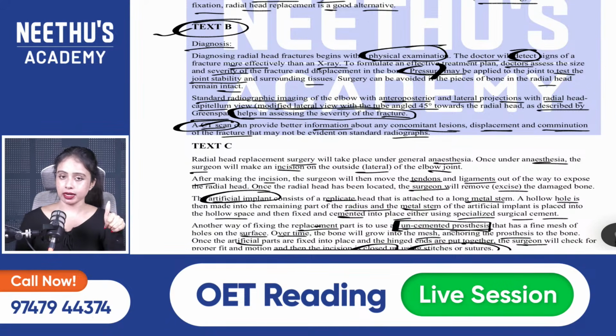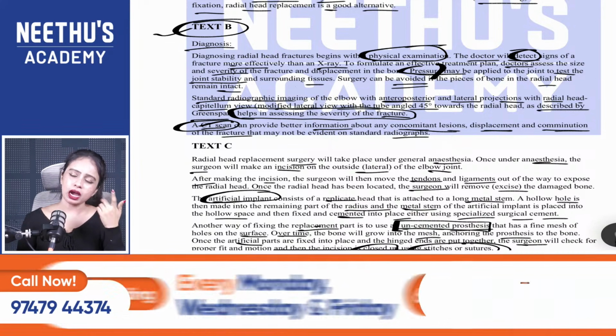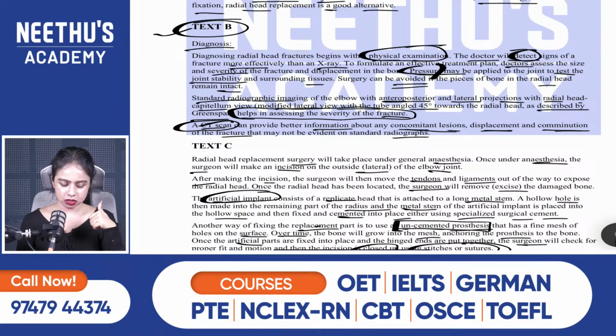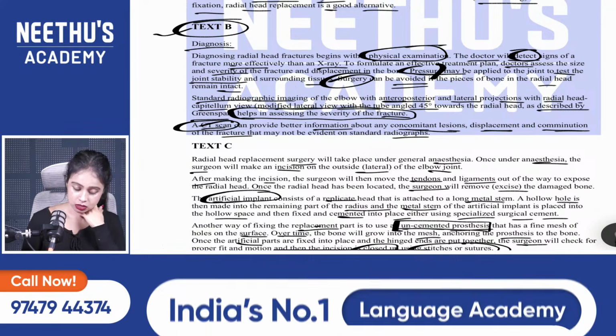Very good. Avoided. That is unnecessary. See? Avoided, unnecessary. And where is undamaged mentioned? Where is it mentioned in the line? Same line. Surgery can be avoided. Answer is surgery. But my question is, where is undamaged mentioned?